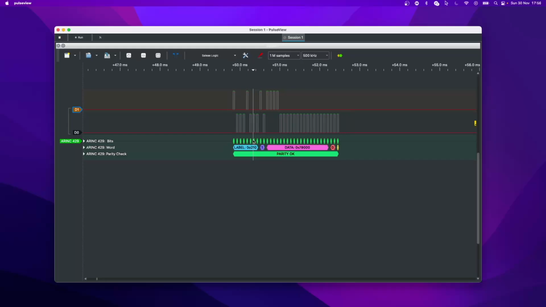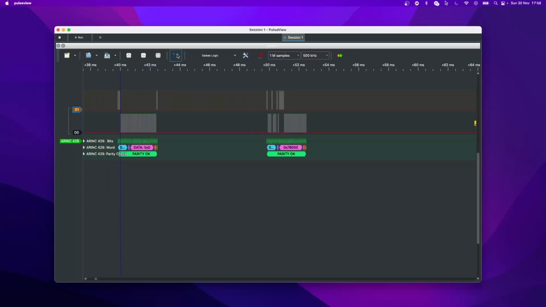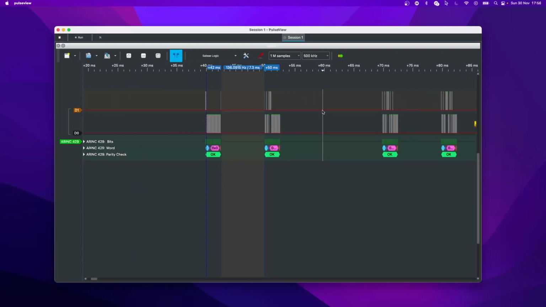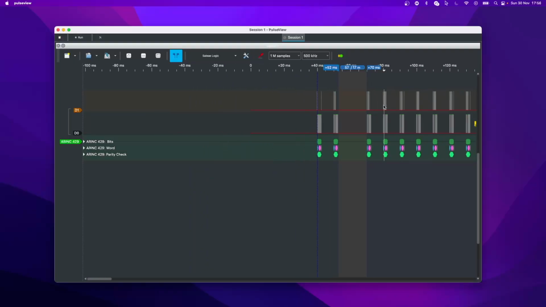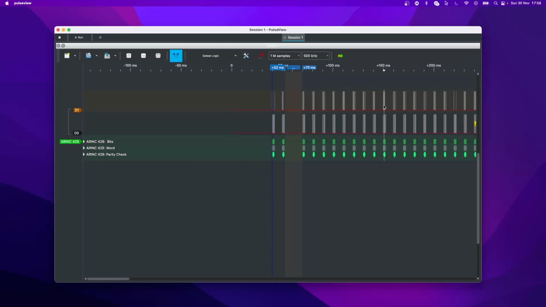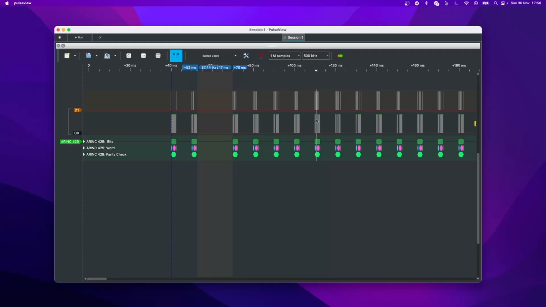It's also interesting to see what is the time space between two different words. And here we see that it's around 7.3 microseconds. And this is between the first and the second line. Between the second and the third line is around 17 microseconds. And then for the rest of the data, it seems to be always around 7 microseconds.